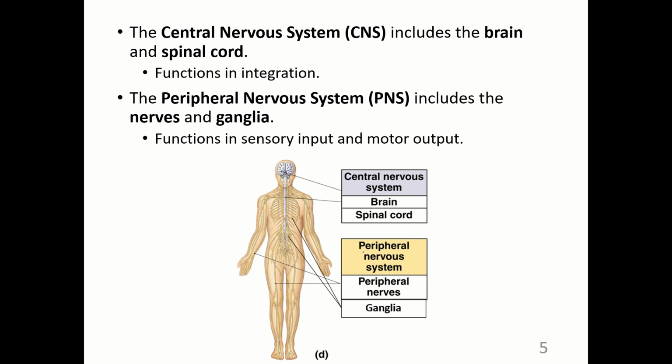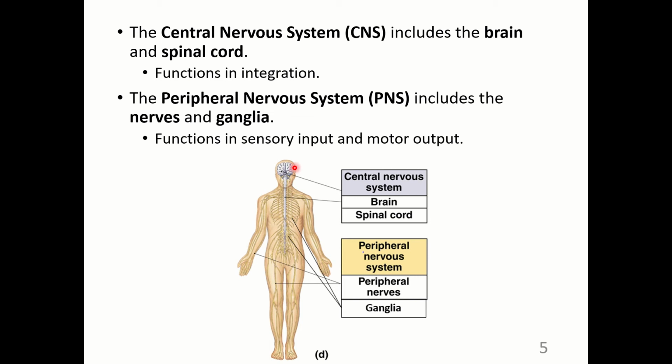There are two major divisions to the nervous system: the central nervous system and the peripheral nervous system. The central nervous system, abbreviated CNS, includes the brain and spinal cord. It functions in integration. The peripheral nervous system, abbreviated PNS, includes the nerves and ganglia. It functions in sensory input and motor output.